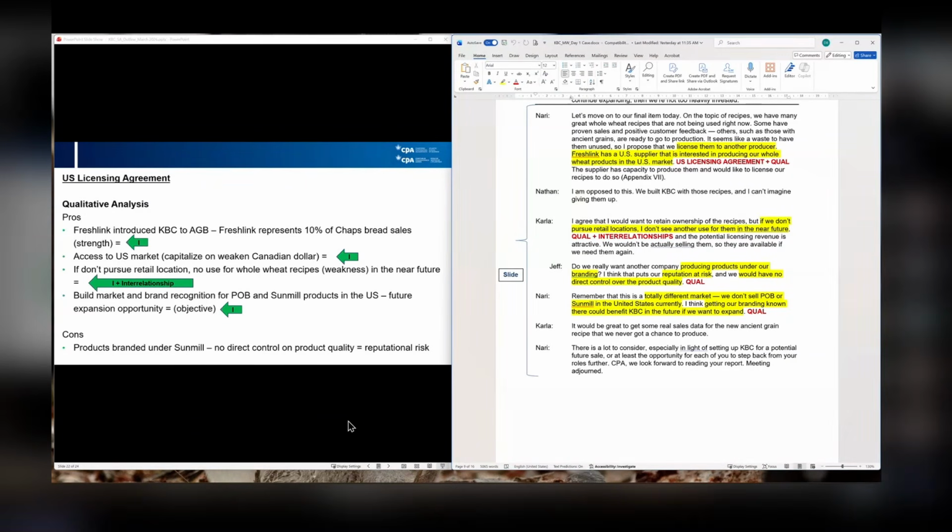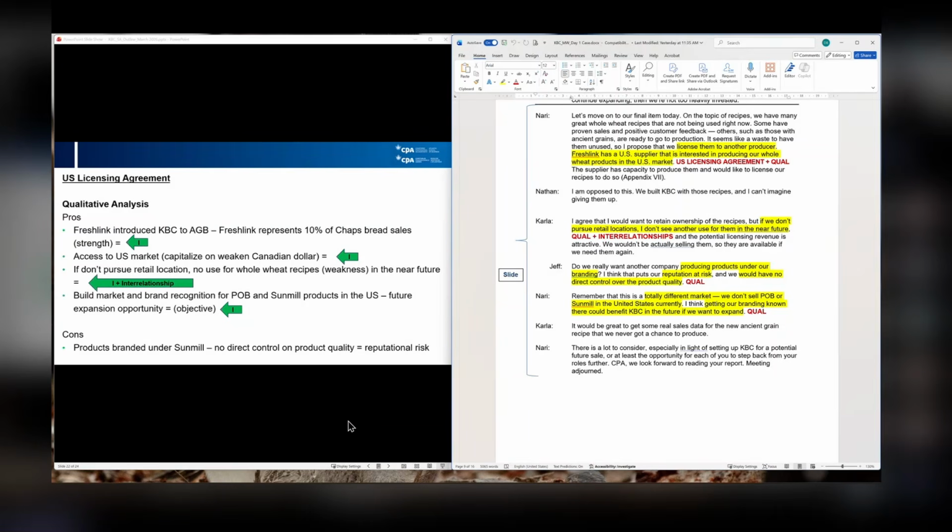Here's another example of integration and interrelationships. If they don't pursue the retail location, then there's going to be no use for those whole wheat recipes, which is a weakness. So this is a benefit. Why not use them? Build market and brand recognition for POB and Sunmill products in the US. And that's a very important pro because that provides future expansion opportunities, which is in line with that objective of preparing KBC to be sold.